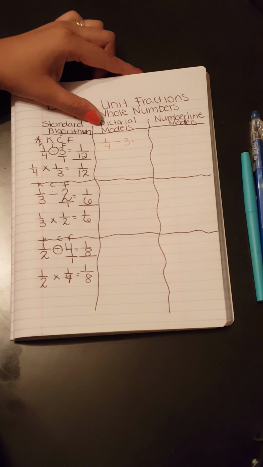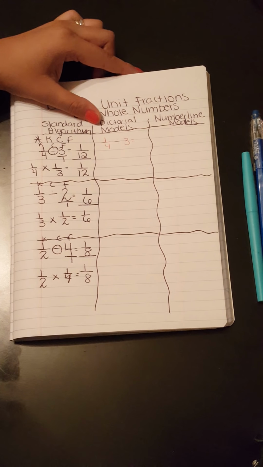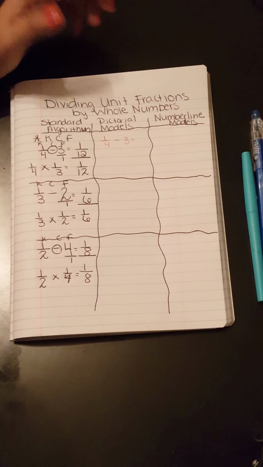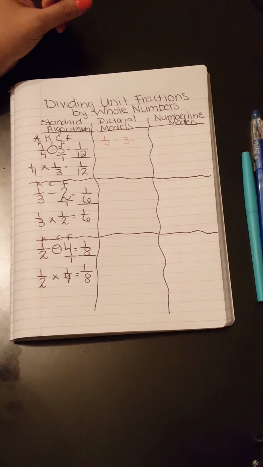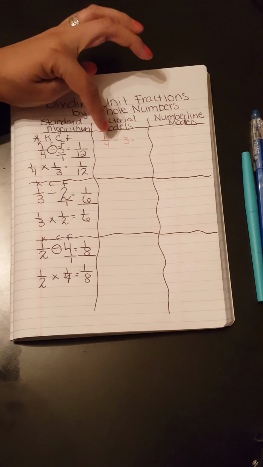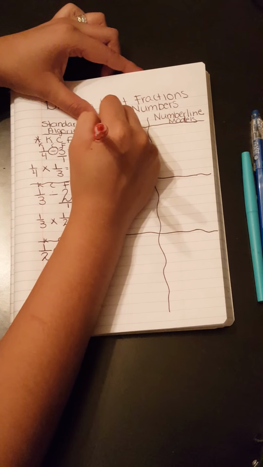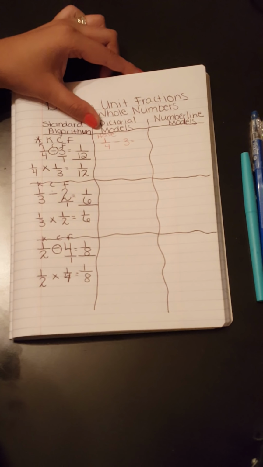We have 1/4 divided by 3. To solve this problem, you need to think of the fraction in a different way that we don't normally think about it. We are going to look at the first number, and like yesterday, we are going to think about it as what we have. And what I have is 1/4.